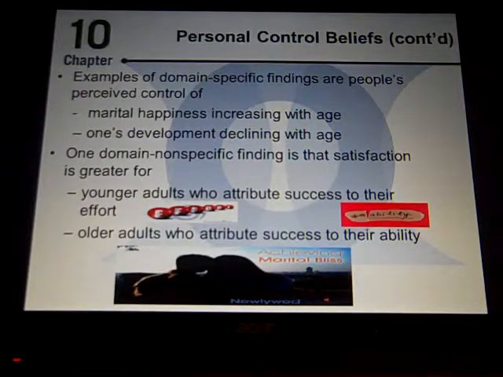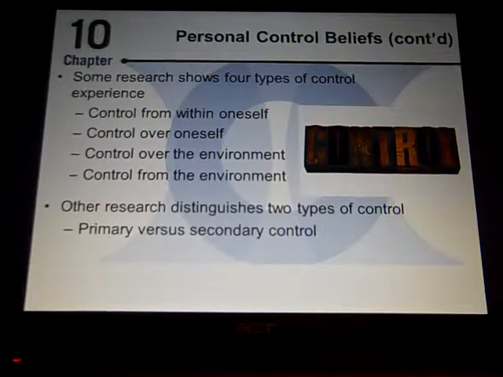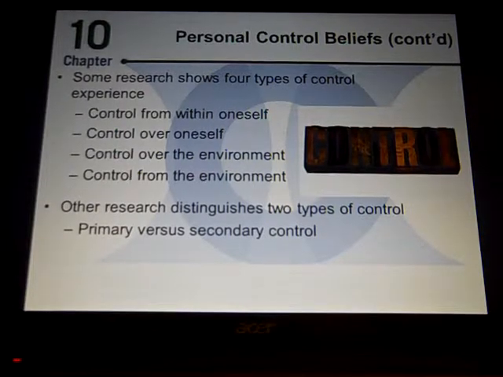Some examples of domain-specific findings are people's perceived control of marital happiness with increasing age, and one's development declining with age. One domain non-specific finding is that satisfaction is greater for younger adults who attribute their success to efforts, and older adults who attribute their success to their ability. Some research shows 4 types of control: control from within oneself, control over oneself, control over the environment, and control from the environment.